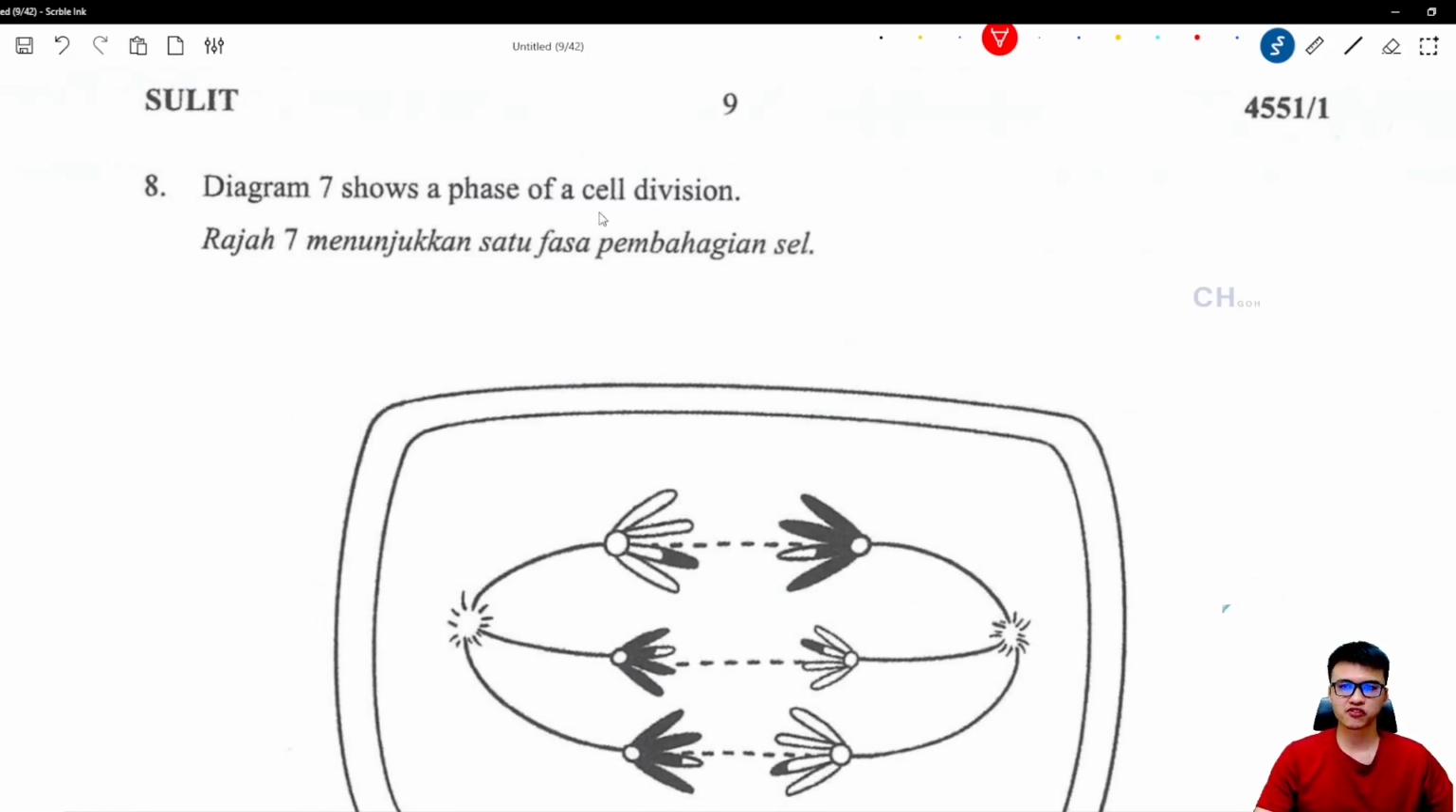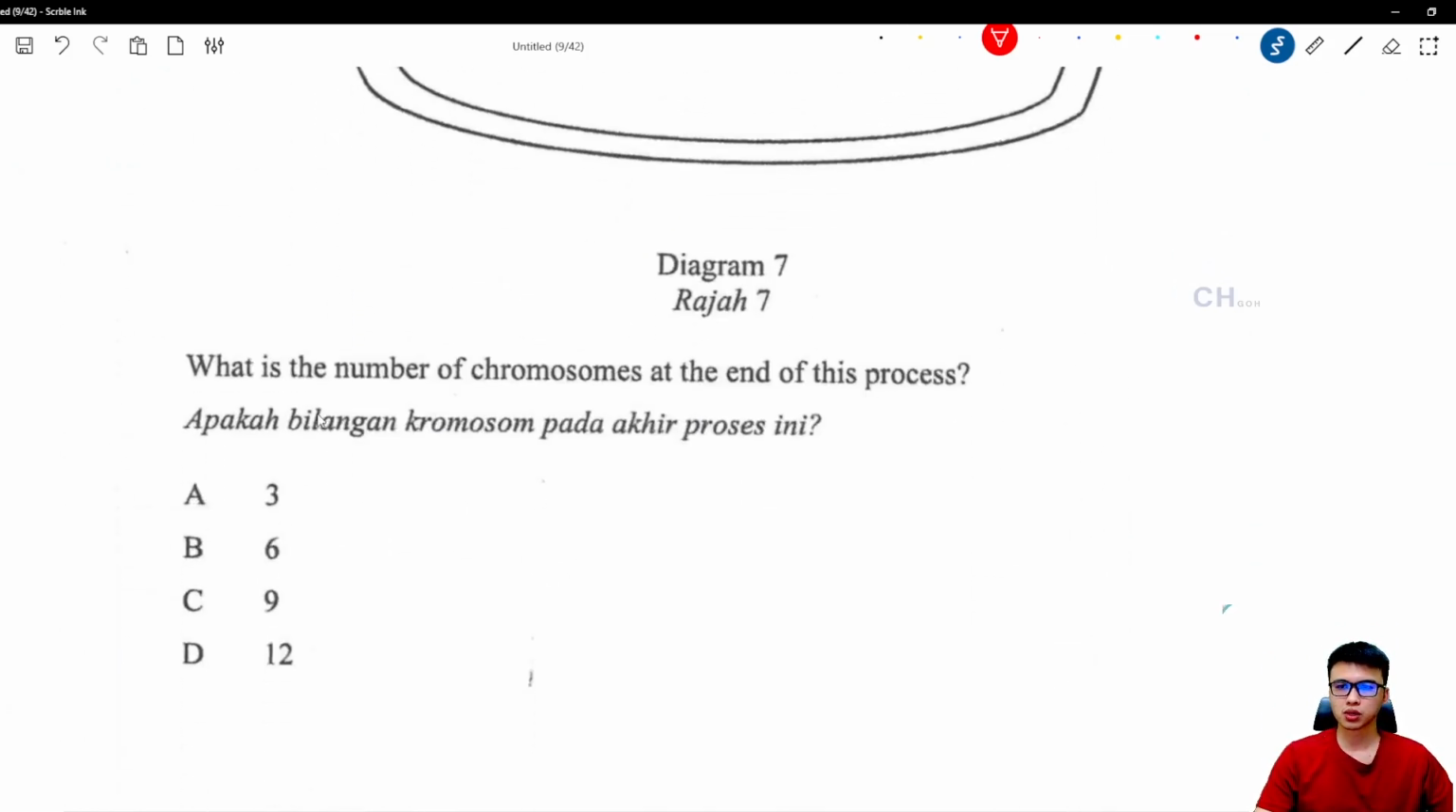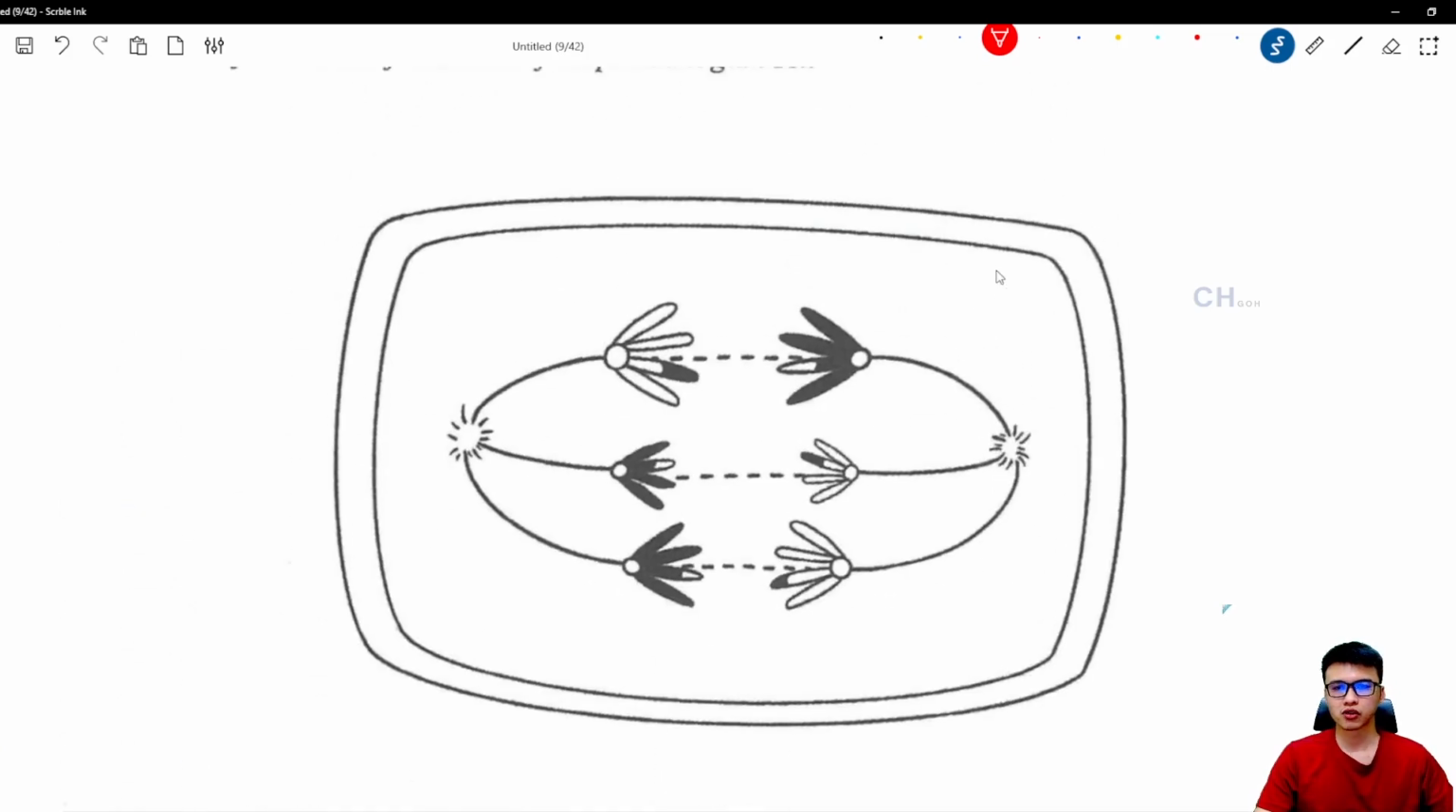Diagram 7 shows a phase of cell divisions. What is the number of chromosomes at the end of this process? Okay, right here you can actually see that this is a meiosis process. How do we know that? It's very simple. You look at the crossing over. You look at the chromosome here. They exchange the DNA material, which means that they have carried out the crossing over.